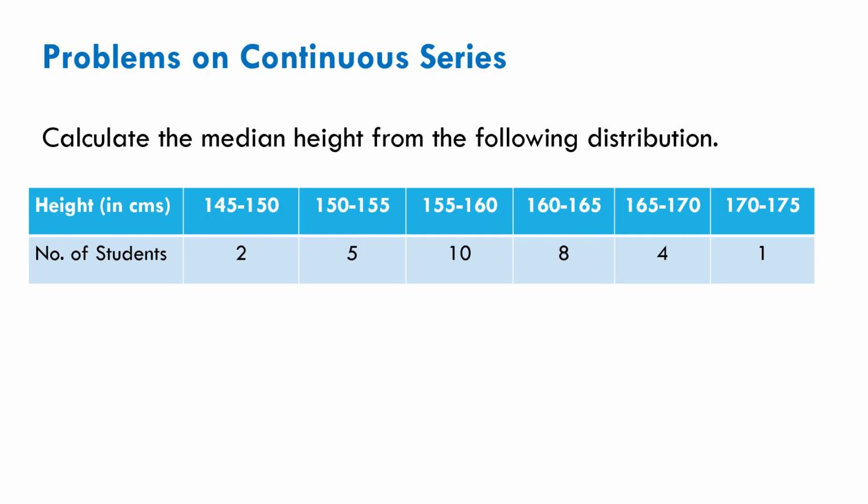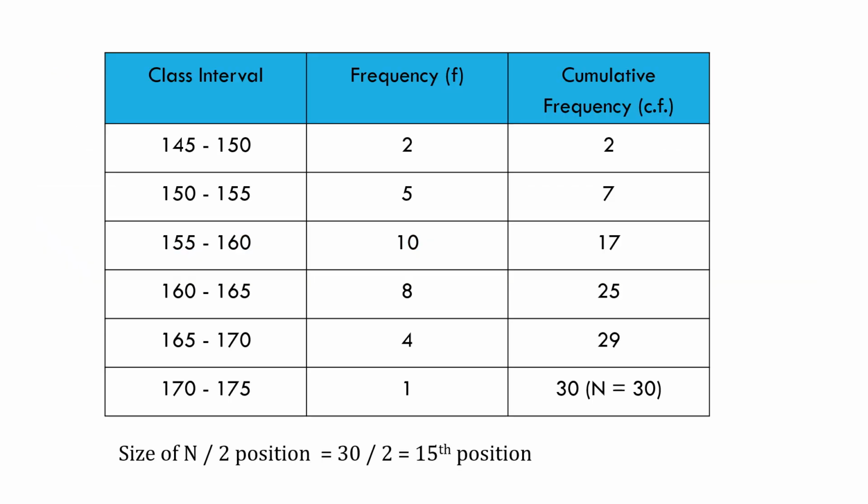So we can consider the height as x and the number of students as f. Here we consider the class interval as x and the number of students as frequency f, and then we calculate the cumulative frequency. As we know, the cumulative frequency is obtained by adding the succeeding frequency. So finally we get the n value as 30.